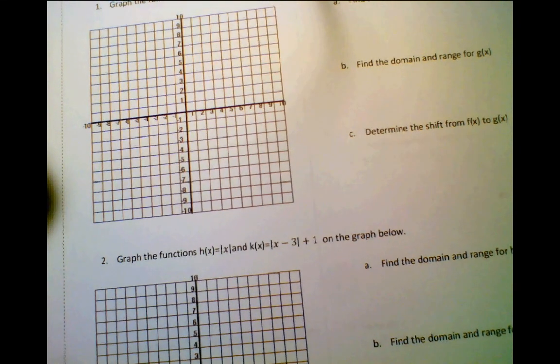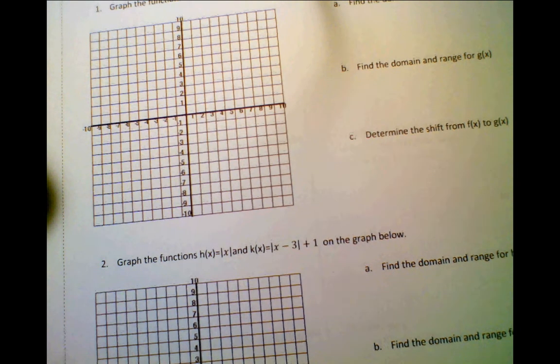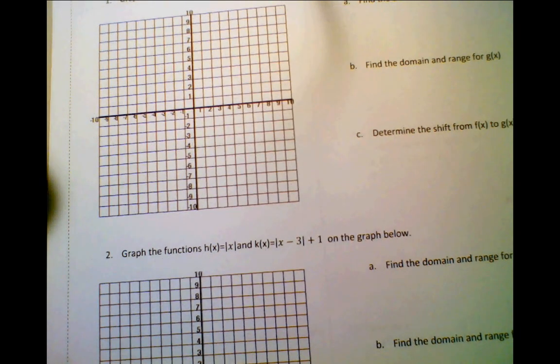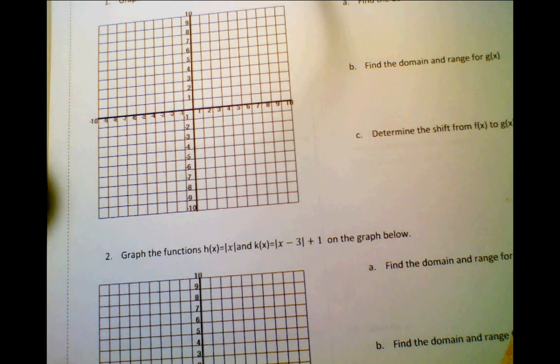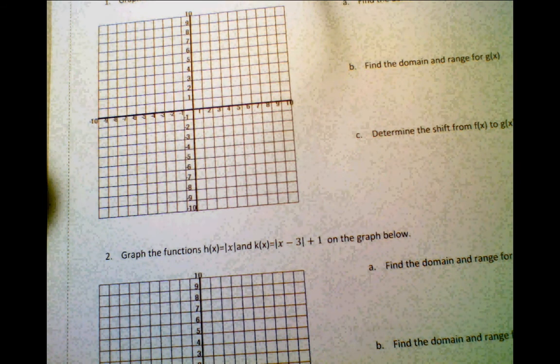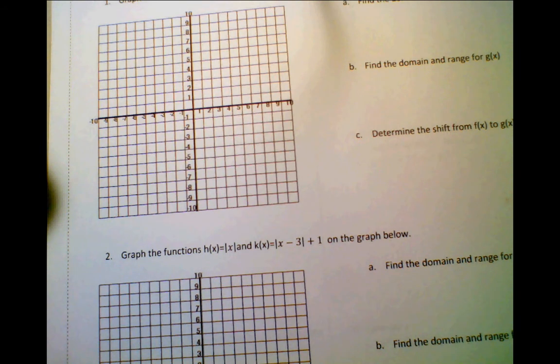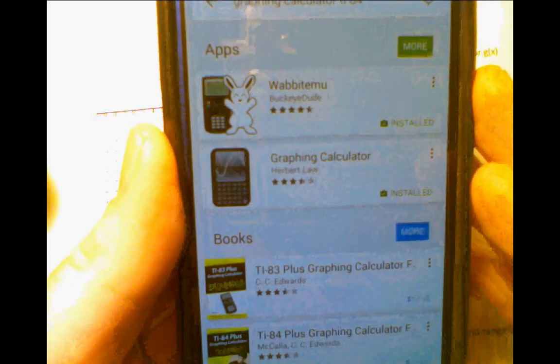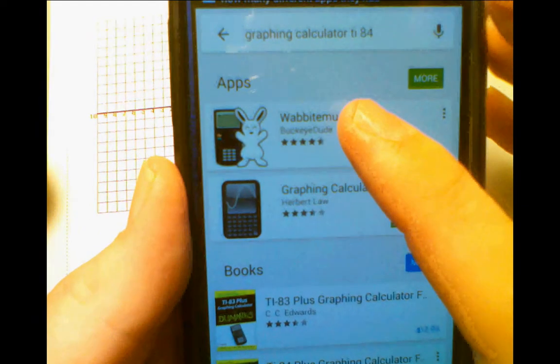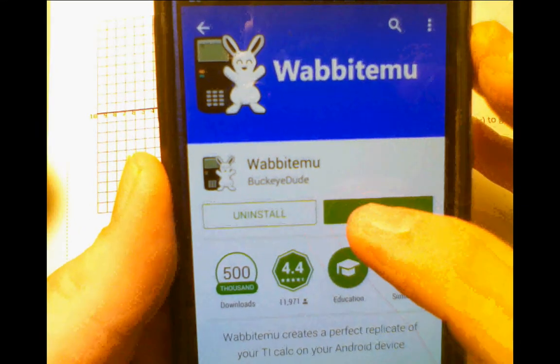First thing, before we start, I want to show you guys a cool little program I found. It's called WebEmu. Just pull it up on the Play Store for the Android, and I'm sure you can download it on the iTunes Store. So, what you can do is take a look here. WebEmu. Okay. And then you can install it.